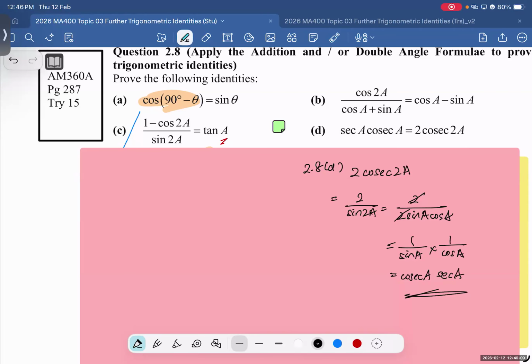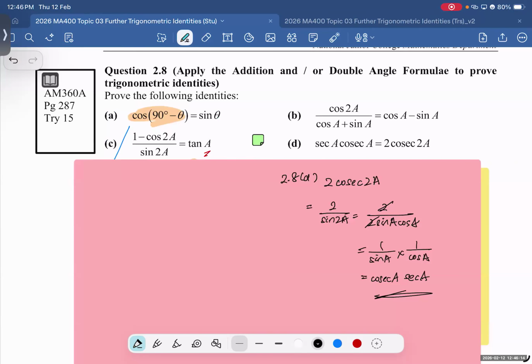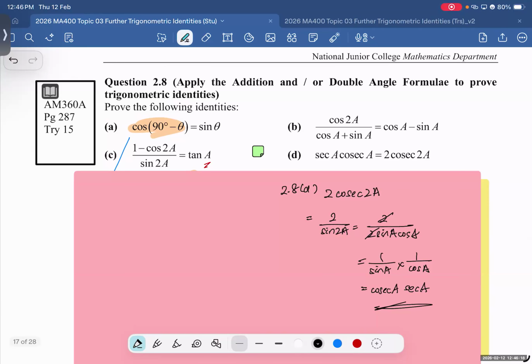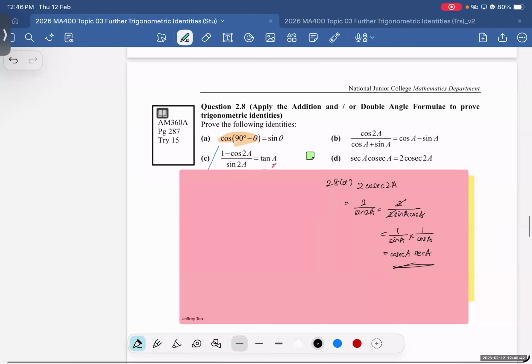Anyone start? Any question? On the left hand side is difficult. Usually when it's a double and a single, I work from the double. Correct. This one. This formula. Next one.